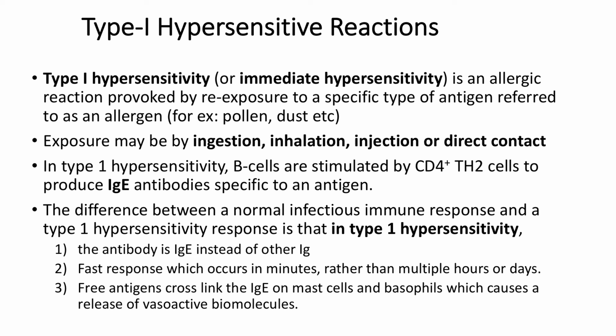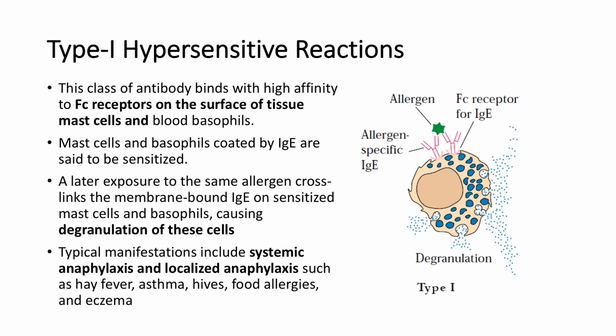Free antigens cross-link the IgE on mast cells and basophils, which causes release of vasoactive molecules. We are going to see how it causes the cross-reactivity and all those things. In this case, this class of antibody, that is IgE, binds with high affinity Fc receptor on the surface of tissue mast cells and blood basophils.